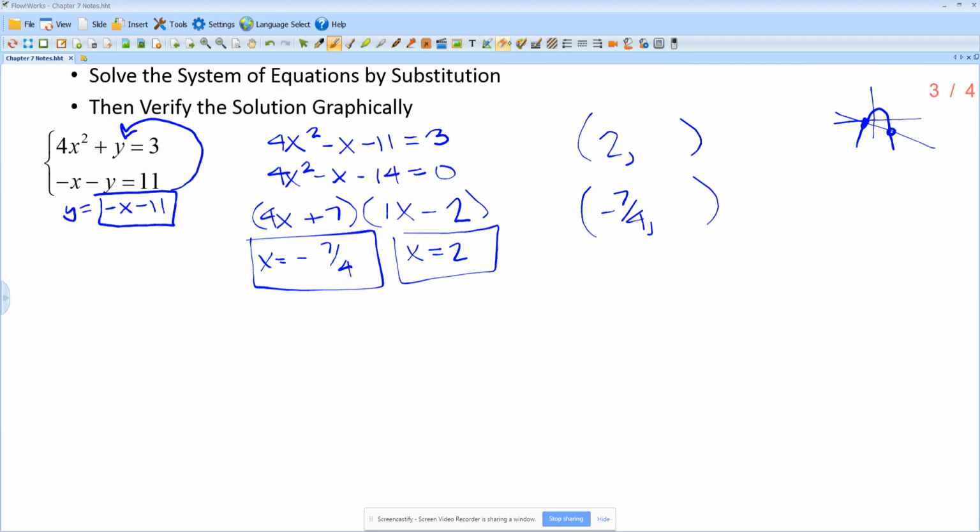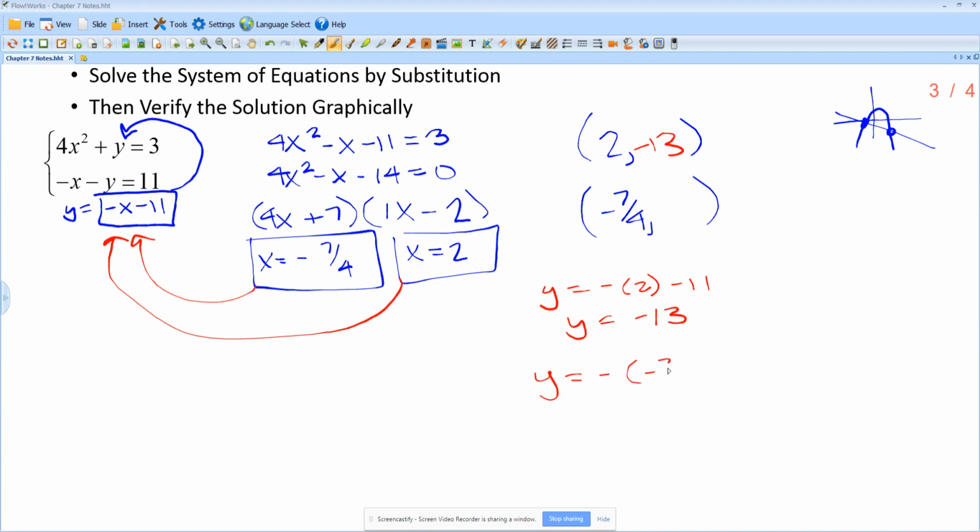To solve then, what I do is I just take these x values and I substitute them both in for x. So doing the 2 first, since I listed that coordinate first, I would get y equals negative 2 minus 11, which gives me negative 13. And for the other one, I'd get y equals negative 7/4 minus 11, which gives me negative 7/4 minus 44/4. That's just 11 written as a fraction of fourths, which gives me negative 37/4.